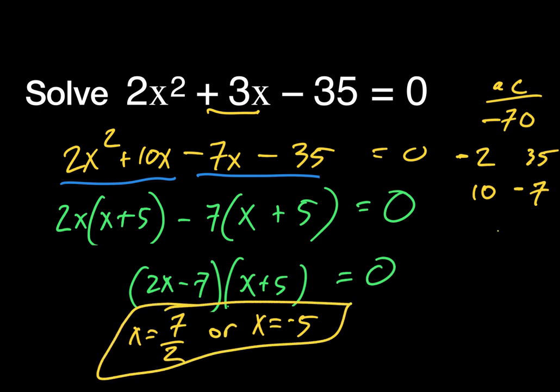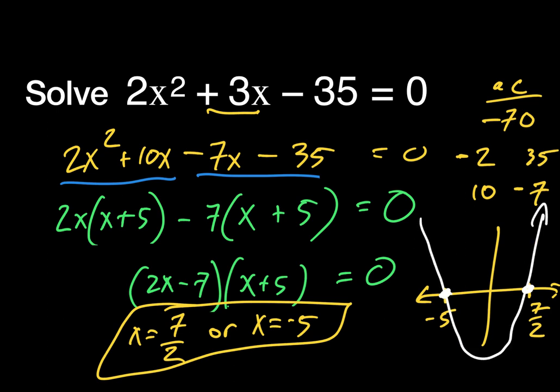Not that it's part of this question, but what does that mean? It would mean that if I were to graph this parabola at negative 5 and at 7/2, my parabola will cross the x-axis. And because it's a positive 2, that means my parabola is positive, so it opens up. It's going to be down here somewhere like that. That's what that parabola would look like. So that's what's going on.